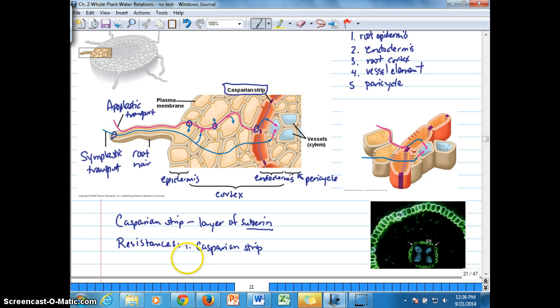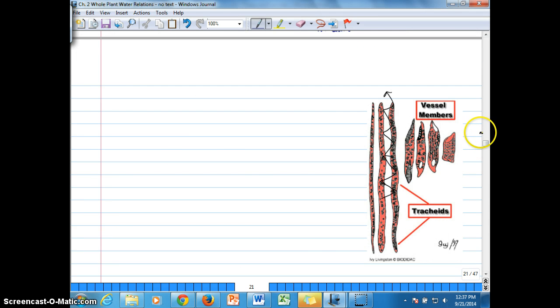Another resistance that we've already mentioned as well, but just to make note of, is the physiological resistance, which is the semi-permeable membrane. So that, as we said earlier, prevents everything from coming into the xylem, but it also kind of slows down the movement of water. So there is a physiological control of what enters the xylem.